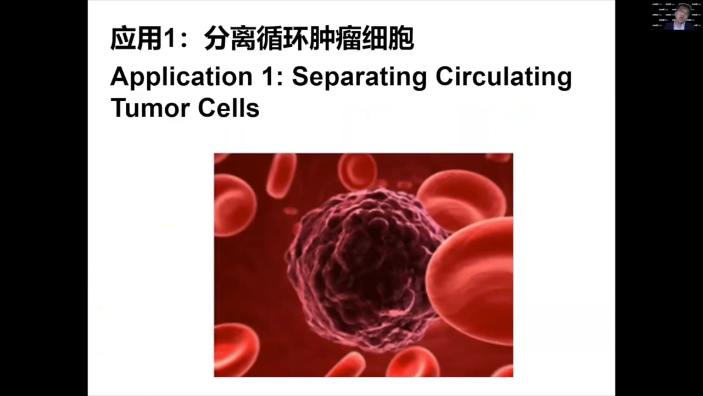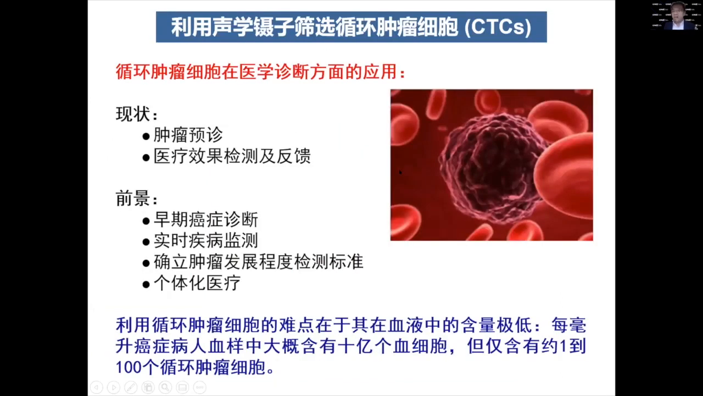The first example I'm going to show is using acoustic tweezers to separate circulating tumor cells. Circulating tumor cells can possibly be very important for cancer diagnosis, prognosis, and treatment. Theoretically, you can just draw a tube of blood and separate these circulating tumor cells. Potentially, they can give you a lot of information and tell you whether this person has cancer or not, where the cancer is located, how early or late it is, and what kind of drugs can be most effective. So it's almost too good to be true.